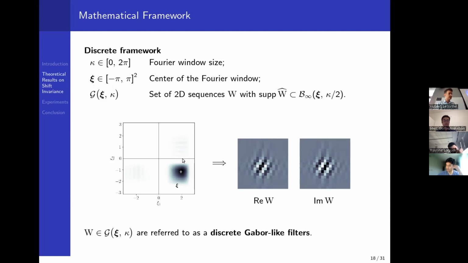So here is an example. The left plot represents the power spectrum of such a filter. We can see that the center of the window is here, it's xi, and the window has this size here. And to the right, this is the filter in the spatial domain, and we have here the real part of the filter, and here the imaginary part of the filter. The imaginary part approximates the Hilbert transform of the real part.